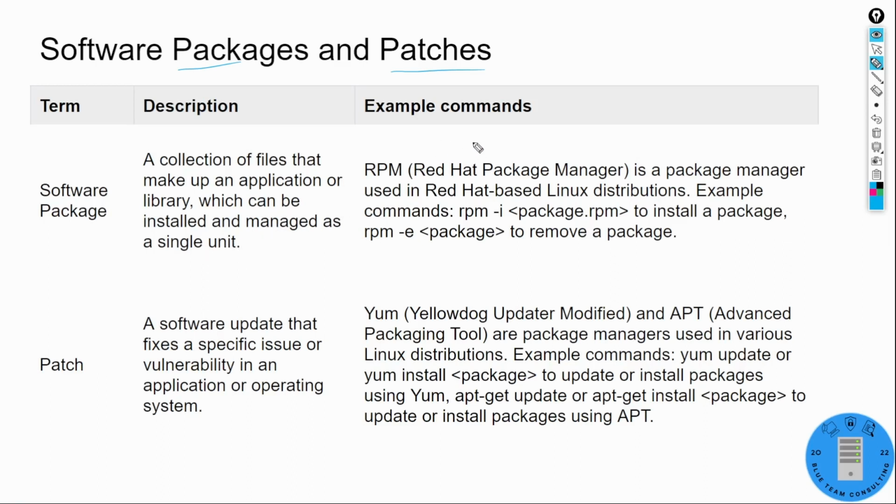Some examples: RPM, for Red Hat Enterprise Linux, running the RHEL operating system, this is the package manager that we would leverage for RHEL. We would use the Red Hat Package Manager. An example command: we can do rpm -i, give it the package.rpm name. This would install the package, and then if we wanted to remove a package, we can do rpm -e to remove a package.